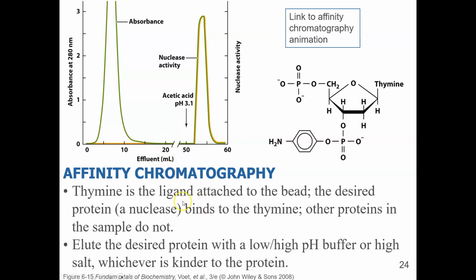In this example, this is an enzyme called a nuclease, and it binds to thymine. So your bead has thymine attached to it, so the other proteins in the sample don't bind. So what you can do is elute it with a buffer that has high salt or higher pH or low pH, whatever is kinder to the protein, because remember, we want to preserve the biological activity.